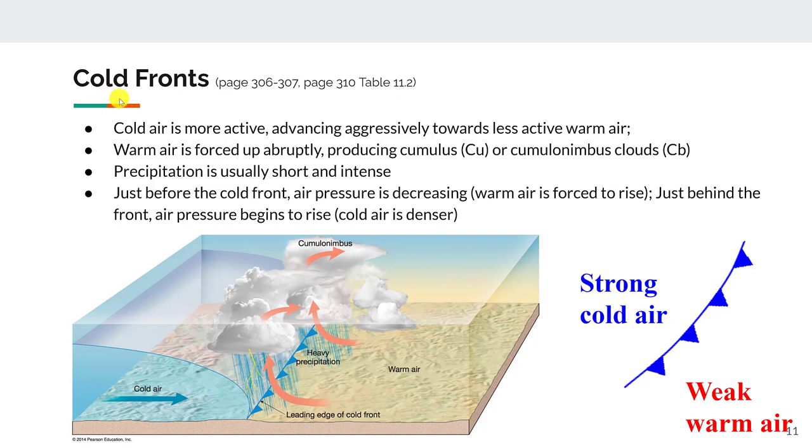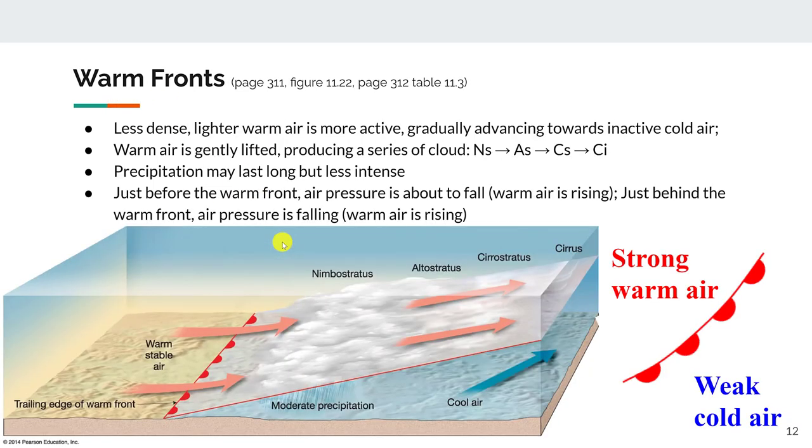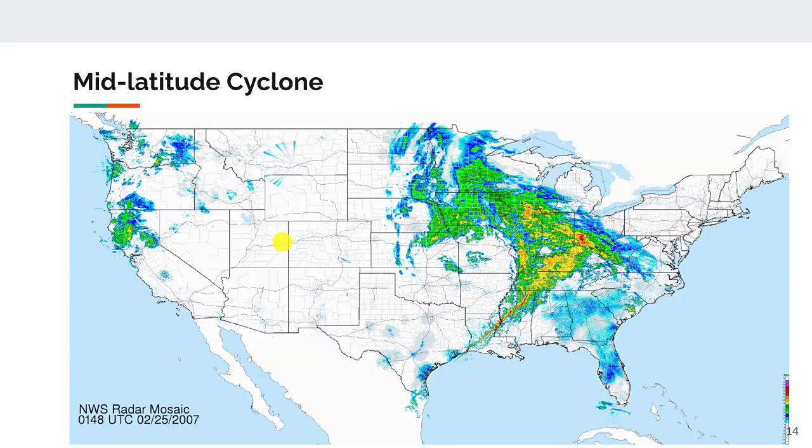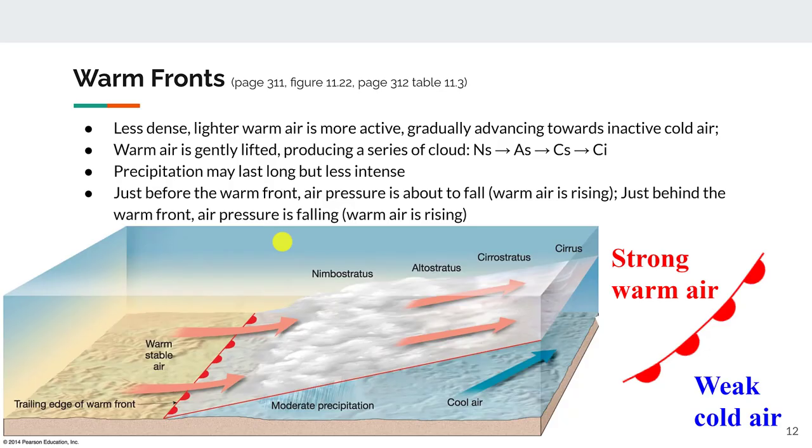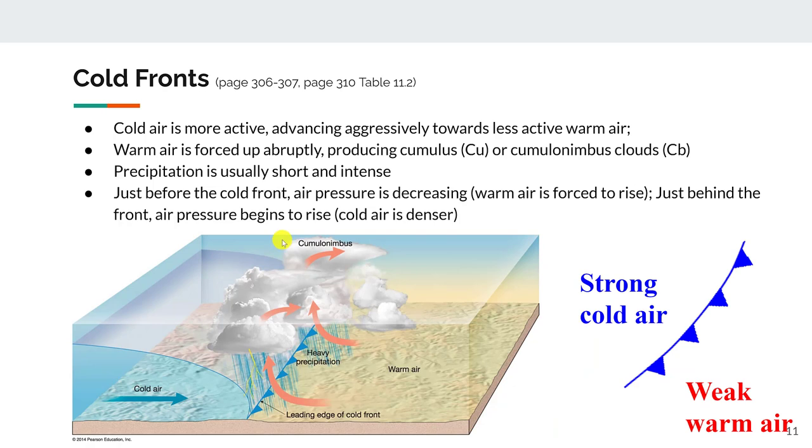Then we have different types of front. We have cold front, we have warm front. That's two basic types you must know. But we also have stationary front and occluded front. That is later related to our mid-latitude cyclone. But at this point, remember here, you need to be able to differentiate cold fronts and warm fronts.